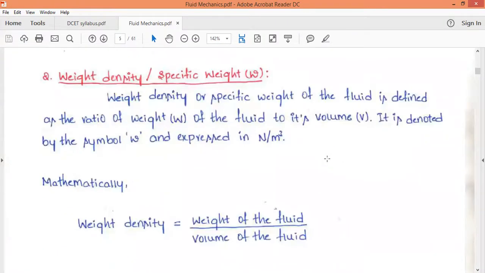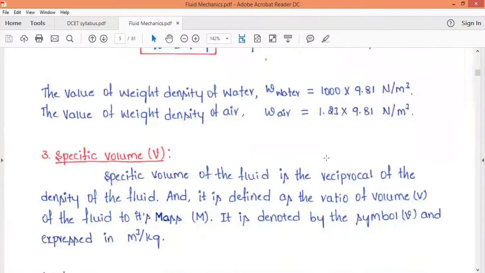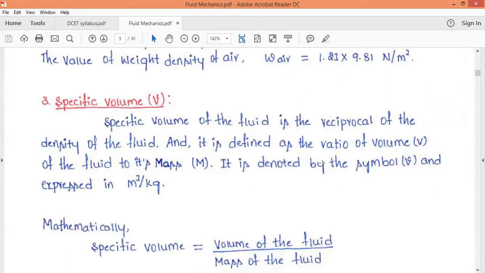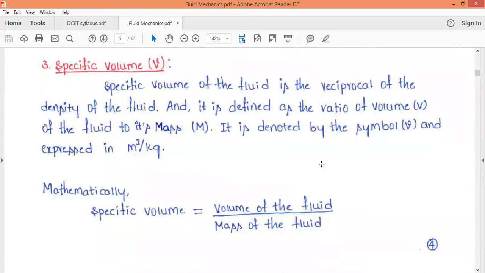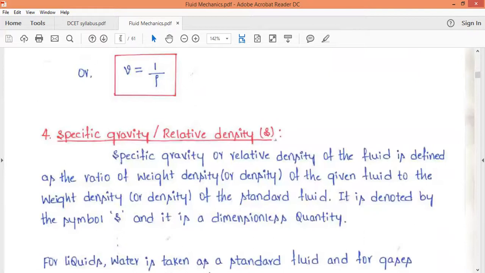Next property is weight density or specific weight. It is defined as the ratio of weight of the fluid to the volume of the fluid, right? And its unit is Newton per meter cube. If you multiply the mass density by 9.81, it will give you the value of weight density. Then the third property is the specific volume. It is defined as the ratio of volume of the fluid to the mass of the fluid, or it can also be defined as the reciprocal of the mass density, and it has the unit meter cube per kg.